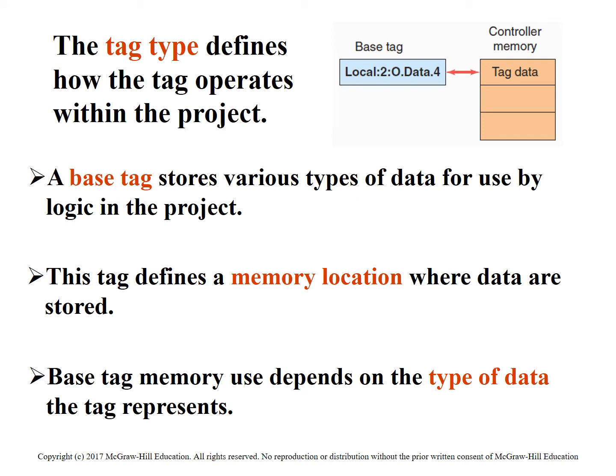All right, so here's some more information about the data tag type. It defines some basic operations. Again, here we have local, which of course means local to the PLC. The 2 represents the slot location. The O represents an output. Data represents the information that we're going to utilize, and 4 represents the bit that we're actually using in that application.